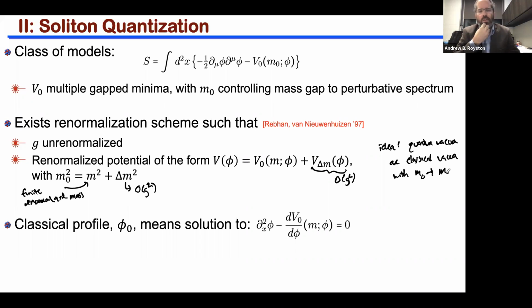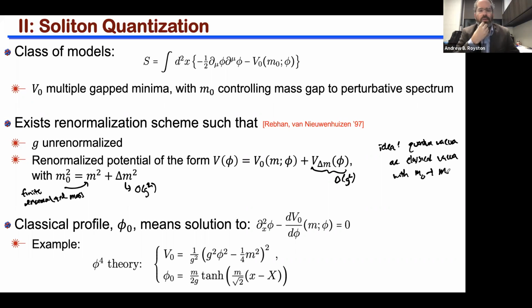So when I talk about that classical profile phi naught, I mean a classical solution to the equations of motion, but with this finite renormalized mass. So for phi to the 4 theory, which is kind of the example you always want to keep in the back of your mind, this is the potential function, and this would be the classical kink. Here you see this integration constant representing the soliton position, which will play a big role. It's going to become the collective coordinate going forward.